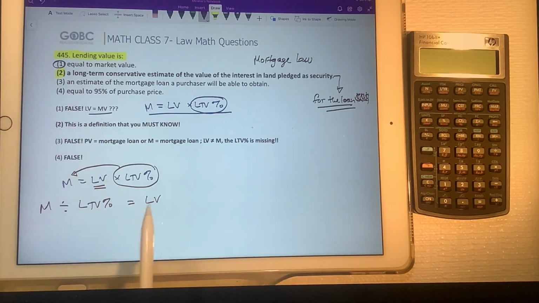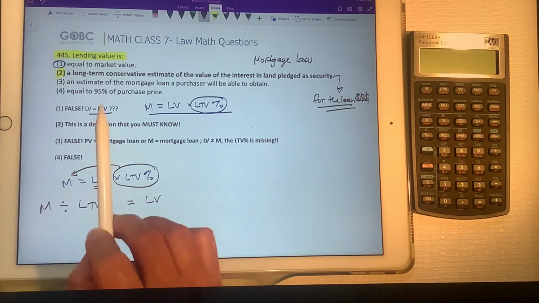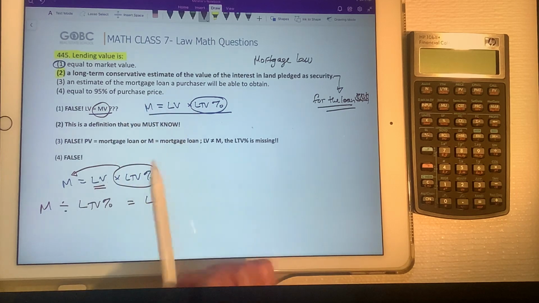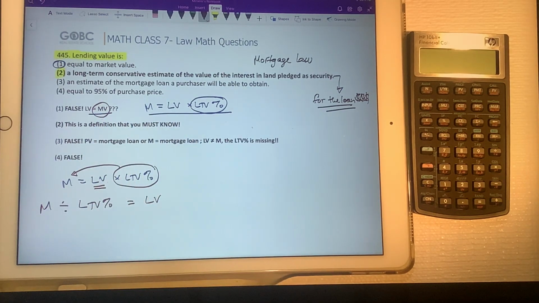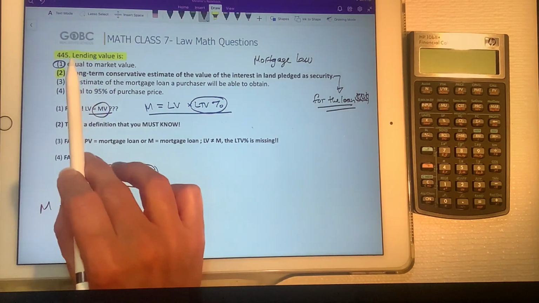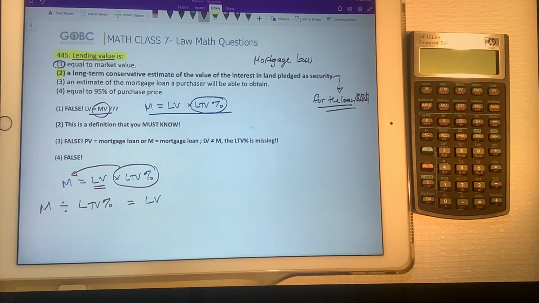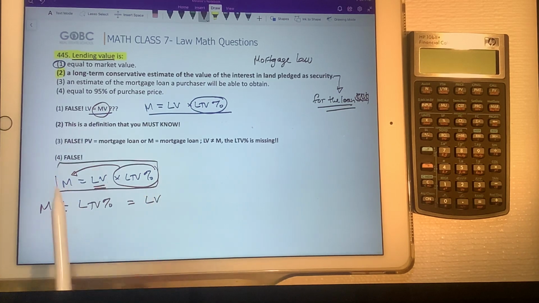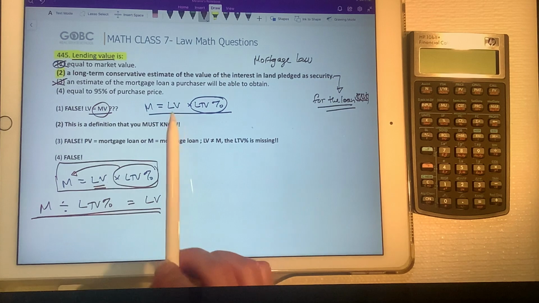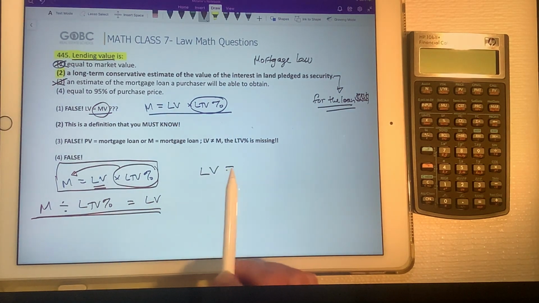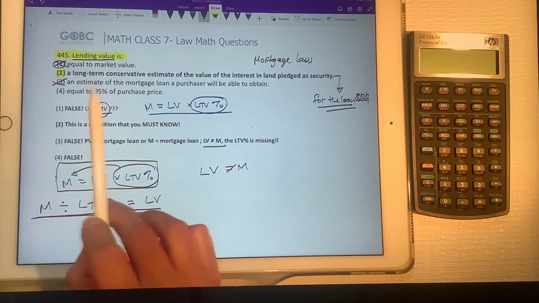So the lending value and the market value are not equal. It's not even in that formula to begin with. You might think, oh, market value, lending value is the same thing. It's not, okay? So just whenever they mention a term in the question and they're trying to get you to define it or to identify what it is, just take the formula that it's in and rearrange it so that you get a true representation of what that term means. Okay, it's not an estimate of the mortgage loan a purchaser will be able to obtain because the lending value is not equal to M, okay? That's what they're trying to suggest.